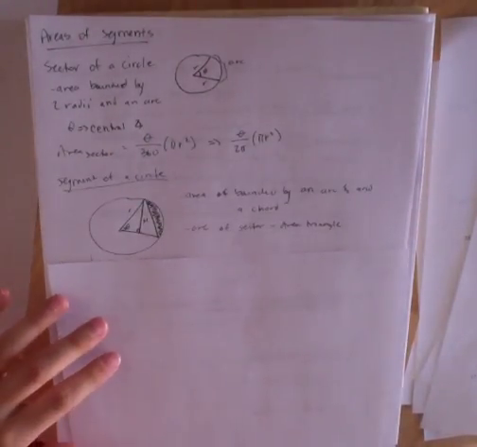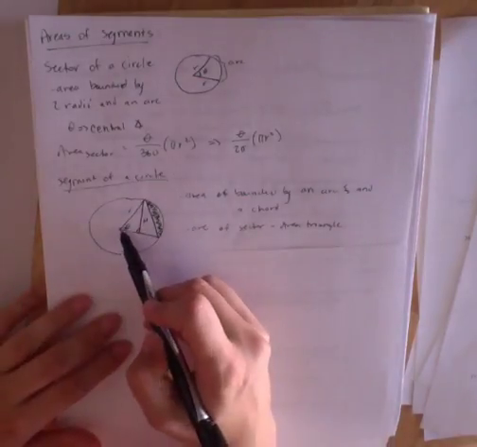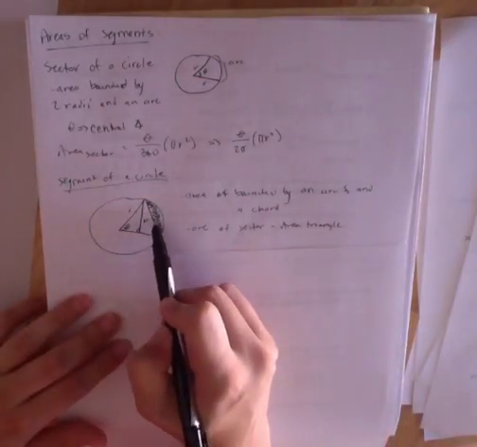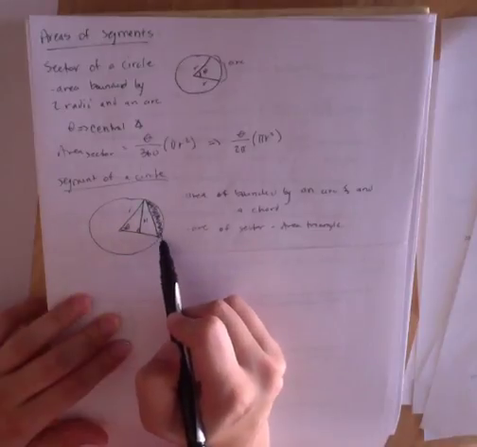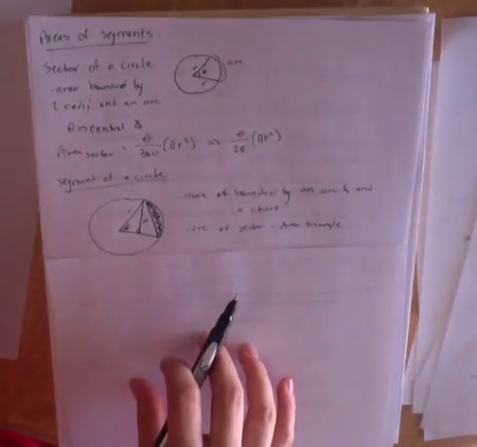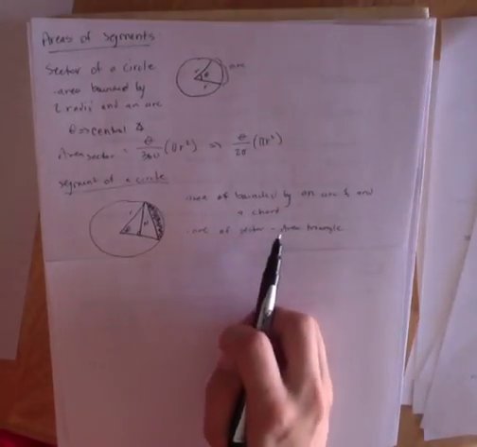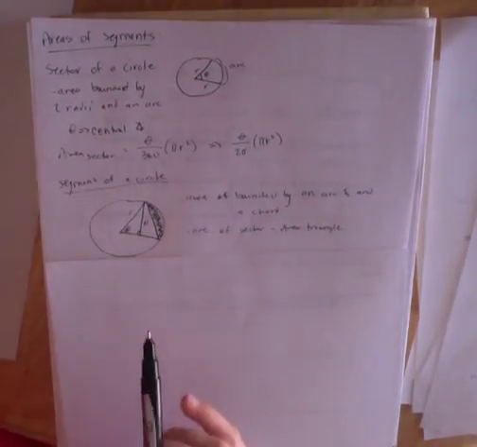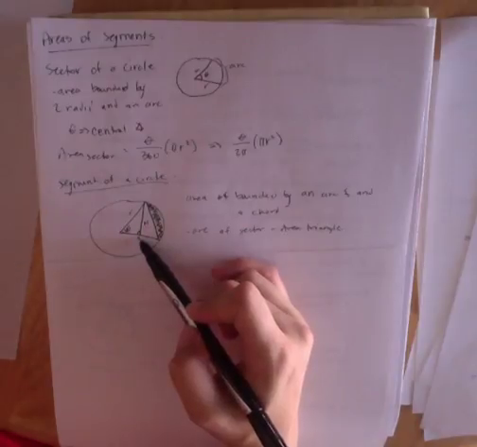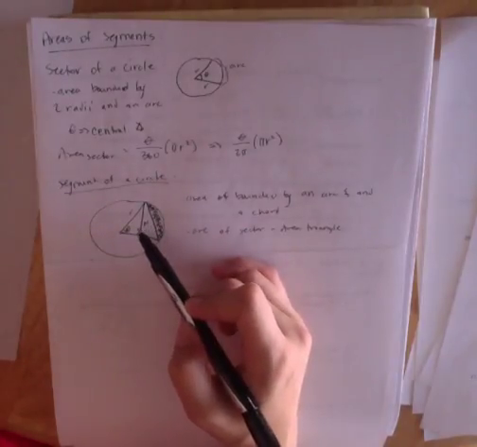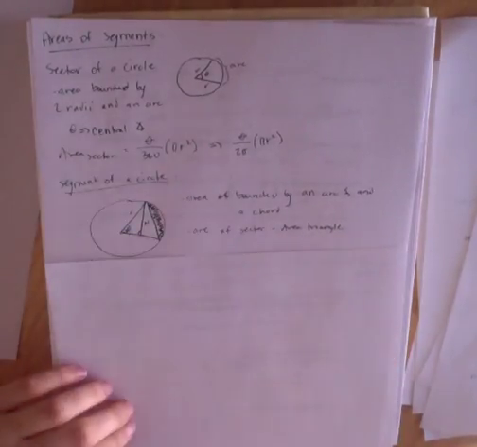Now, the segment of a circle is if we have a sector and this line that cuts the sector, it's the shaded portion here. And how we find the segment of a circle is we do the area of a sector minus the area of a triangle. Now, to find the area of the triangle, we have to find our height, which we're going to do the same way we just did with triangles.